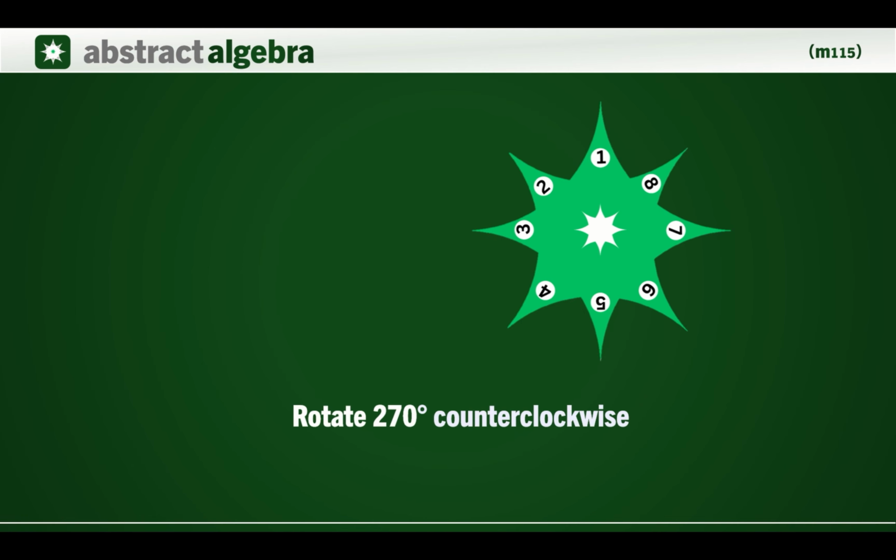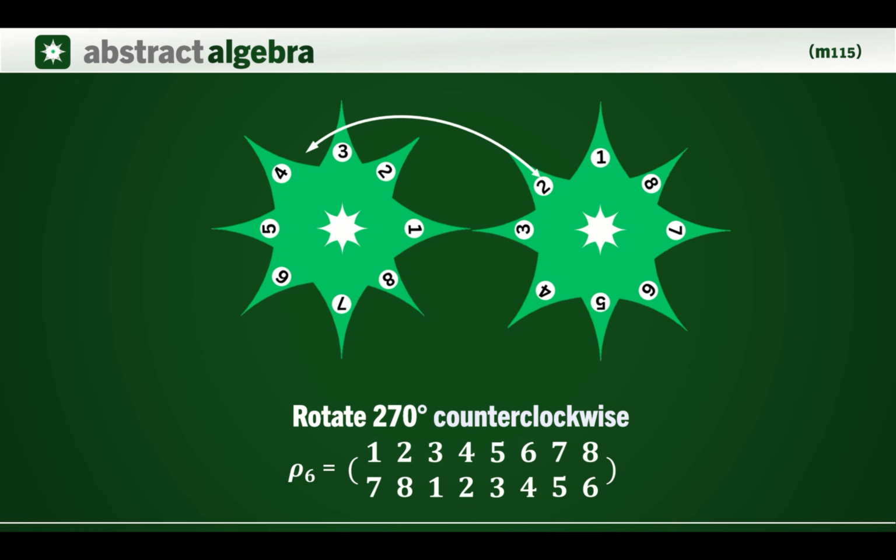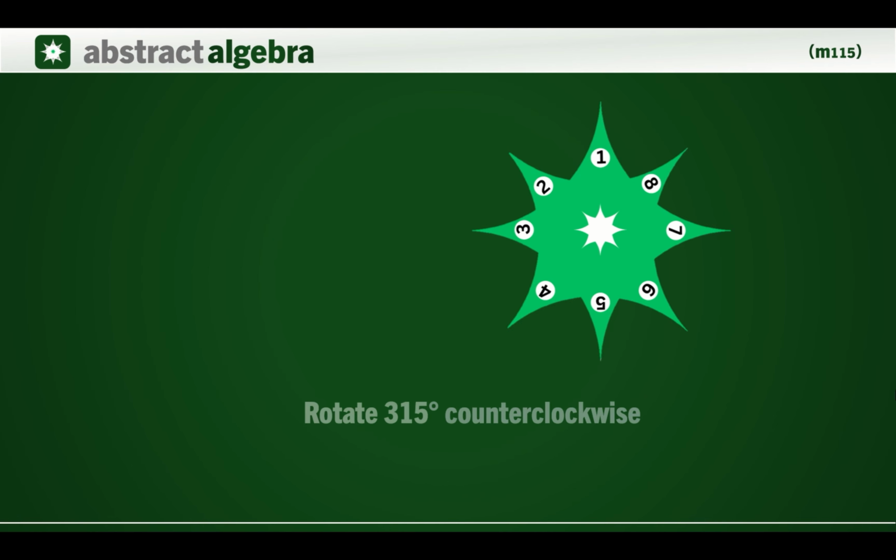Next, we are going to rotate our model to 270 degrees counterclockwise to get rho sub 6. So this is what it looks like. Then after that, we are going to map 1 to 3, 2 to 4, 3 to 5, 4 to 6, 5 to 7, 6 to 8, 7 to 1, and 8 to 2. So this is the result for rho sub 6.